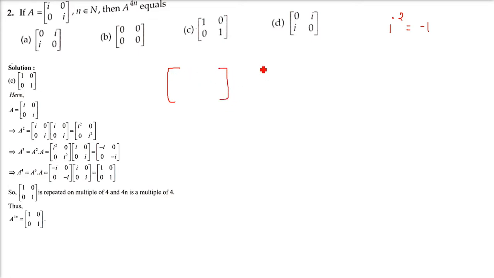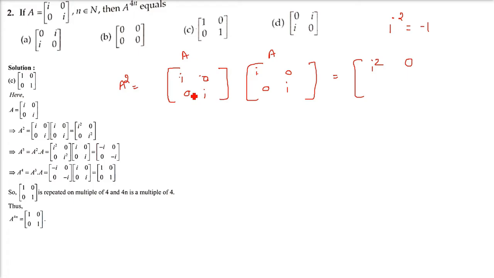So you have this A and this is also A. So A square we are taking, I 0 0 I, and this is I 0 0 I. So I into I is I squared, and then 0 into 0 is 0. Now first row second column, I into 0 is 0 and 0 into I is 0. So it will come 0. So this will be the pattern.